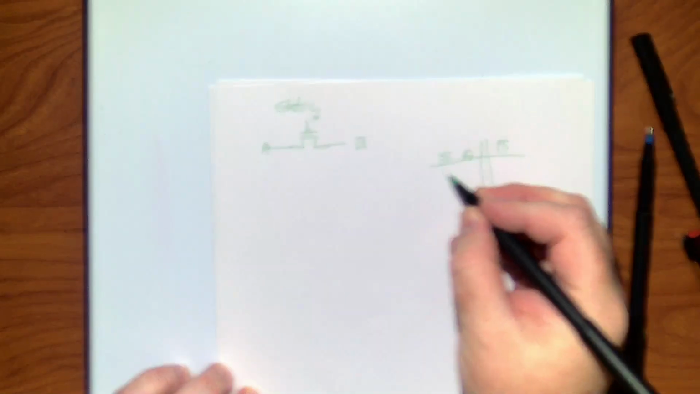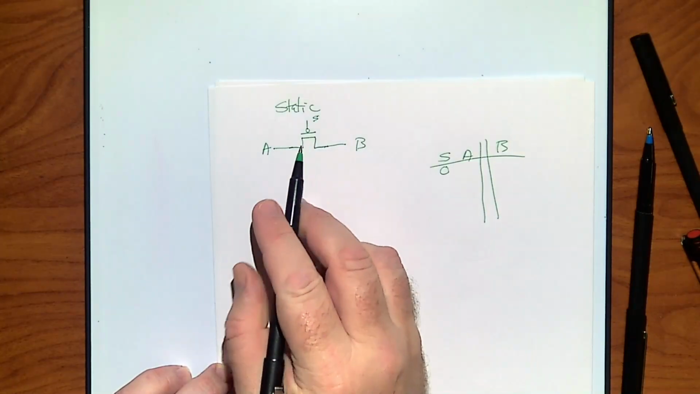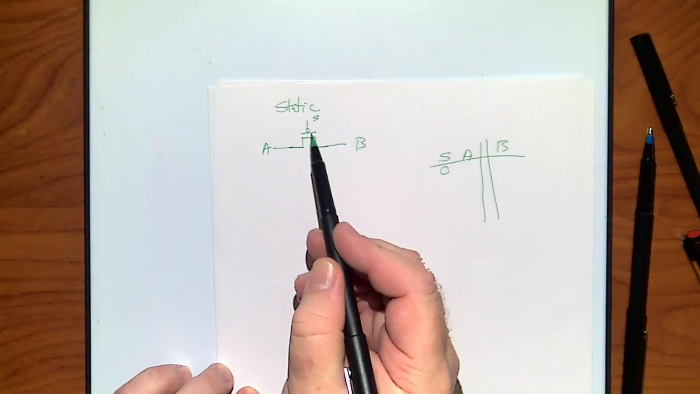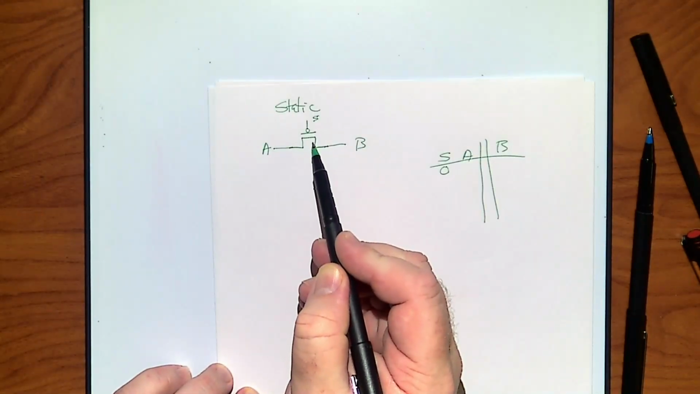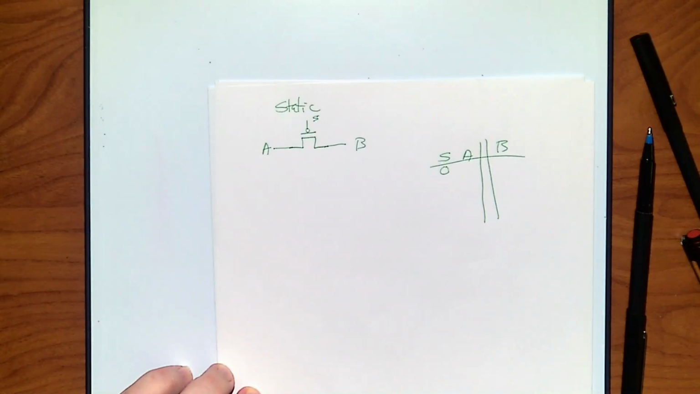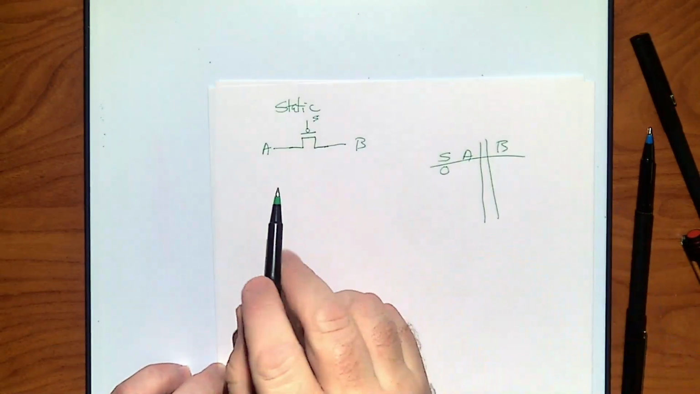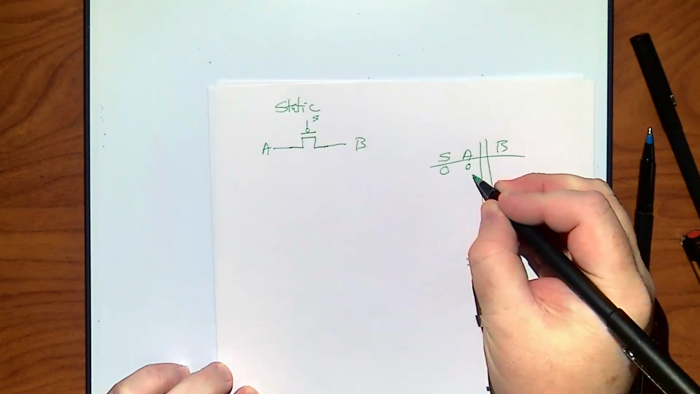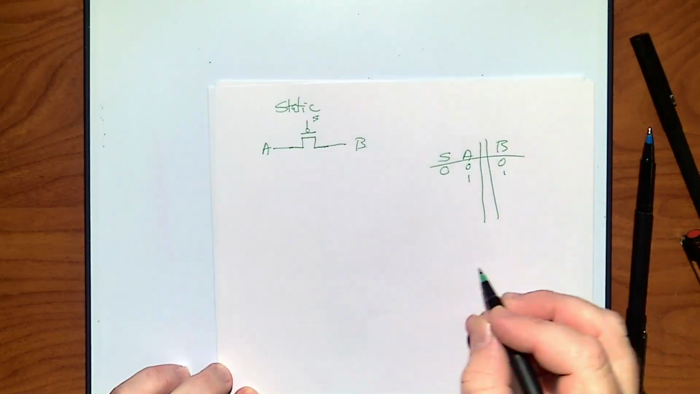If S is a 0, what happens to this gate? It's open, because a 0 puts negatives here, it creates the P channel. That's what a PMOS wants, a P channel. So this is active. Then what's the relation between A and B? Whatever A is, B is. We agree?